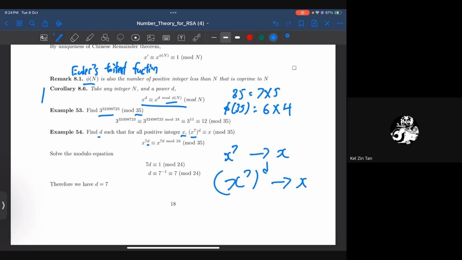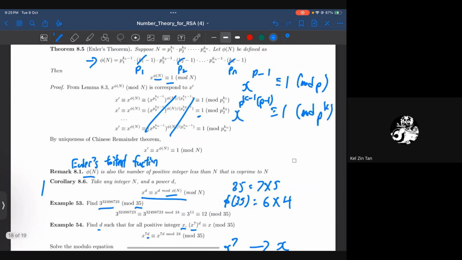So that means that whatever x I put in, if I raise it to the power of 7, then this will always give me back 1. Yeah, and this will be somewhat important when we talk about RSA later on.